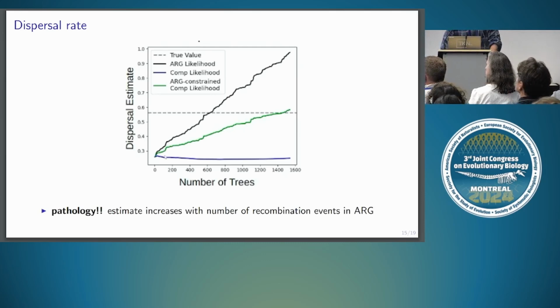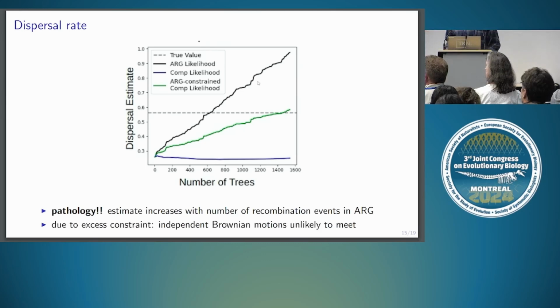And this blue line at the bottom shows the likelihood method, the tree method that I just showed. So the composite likelihood asymptotes as you include more and more trees along the genome. The black line shows what we get from our ARG, which is, it was a horrible discovery to see the dispersal estimate just increase and increase as we included more genome. In particular, as we include more recombination events, we think.